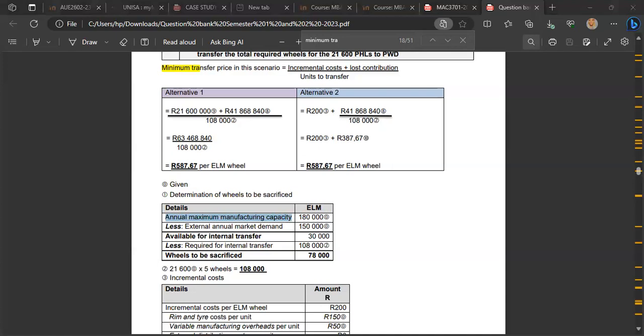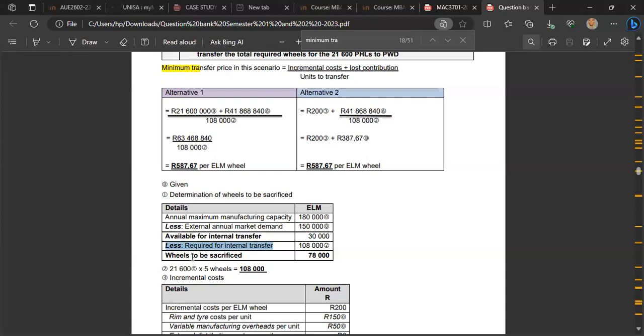I know you can't see, I'm just putting it on the other side there. Then less external market demand. And then available for internal transfer. I like it now when we're using the exact words that they are using. And then less required for internal transfer. And then what will remain is now the wheels to be sacrificed.